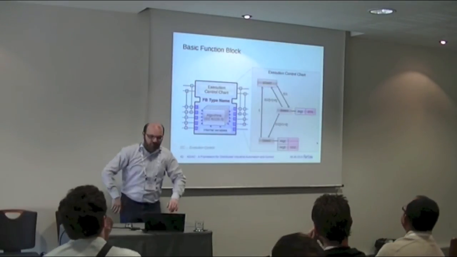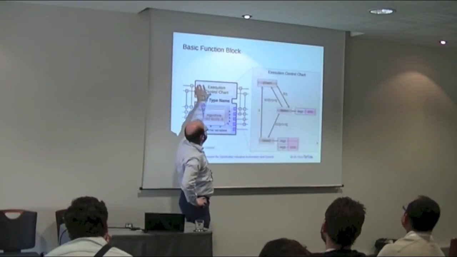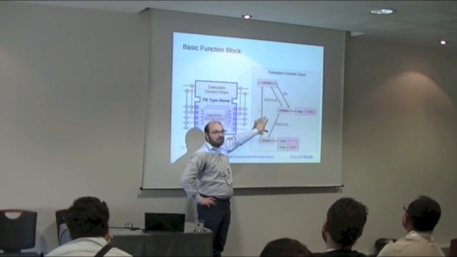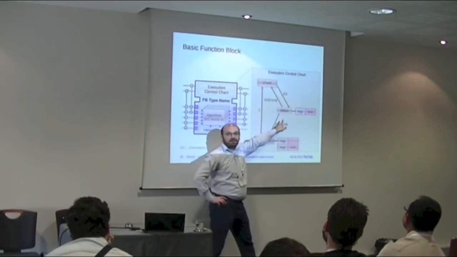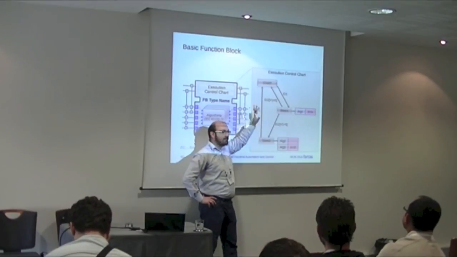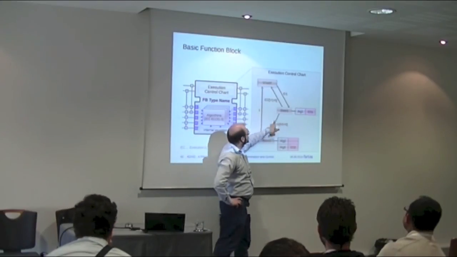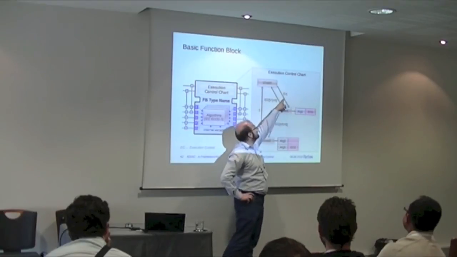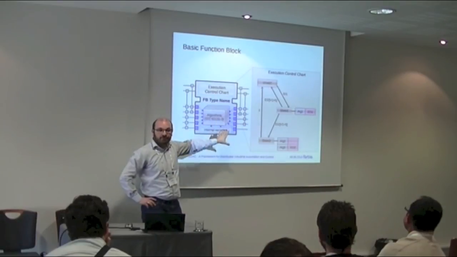The classical function block looks a little bit like this. On top you have the so-called execution control chart, which is a state machine. The state machine is a little bit special as actions are only triggered on state entry. So you don't have any other actions like transition actions or leave actions, only state entry actions. The conditions are either an event and some condition, just an event, or just a condition.